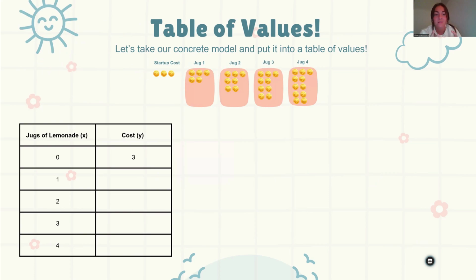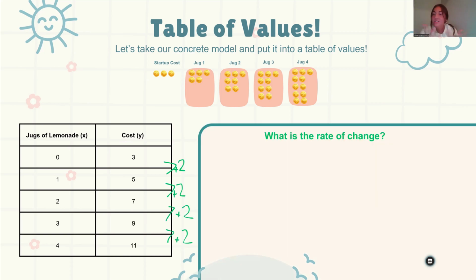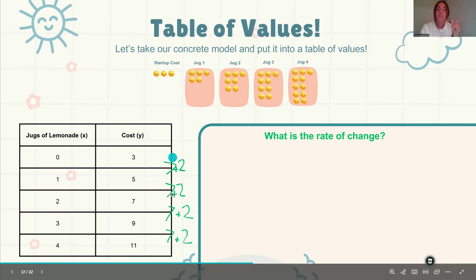How does this look if we were to put this information into a table of values? We have our x and our y. Remember, we are looking at how is the y increasing? Well, let's put it in. So when we've sold 0 jugs of lemonade, our cost is $3. If we sell 1 jug of lemonade, our cost is $5. 7, 9, 11. What is the rate of change? Like I said before, the rate of change is just what are we increasing by each time? As we can see from this table of values, while our jugs of lemonade is increasing by 1, our cost is actually increasing by 2. So that's why I've drawn a little arrow here with the 2. We're going up by 2, up by 2, up by 2, up by 2. Our rate of change is 2.